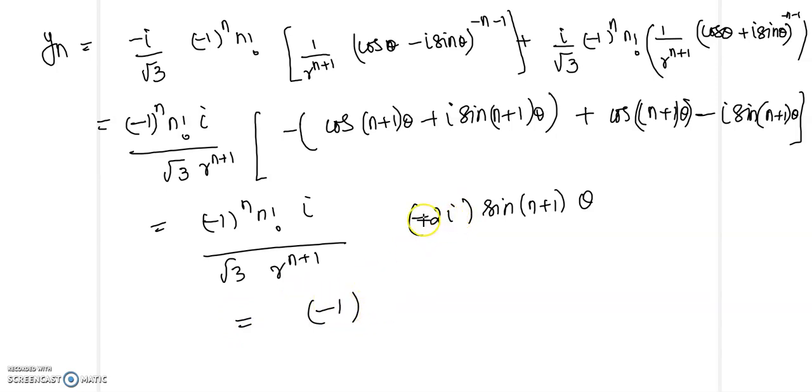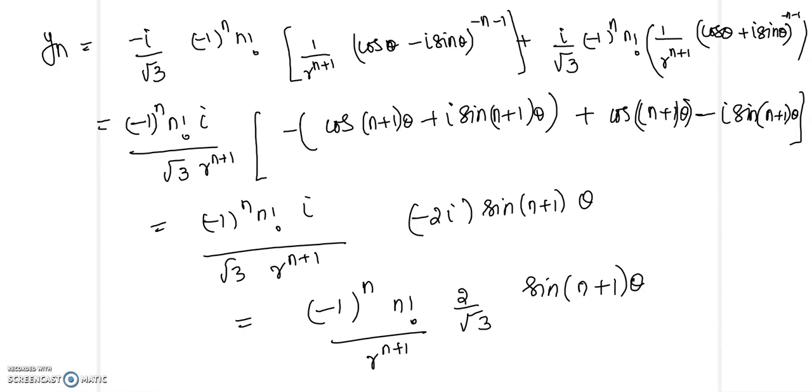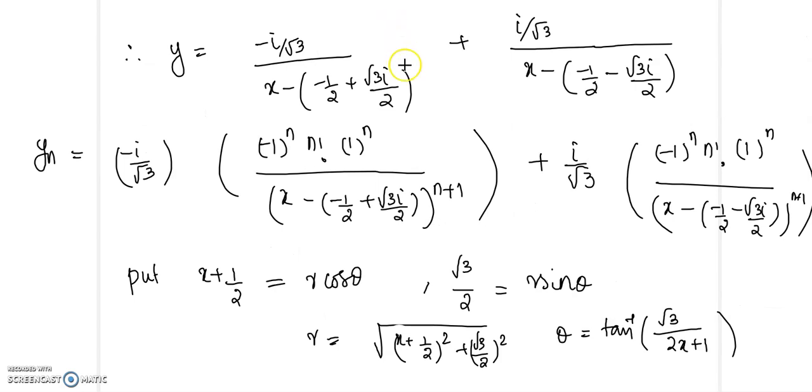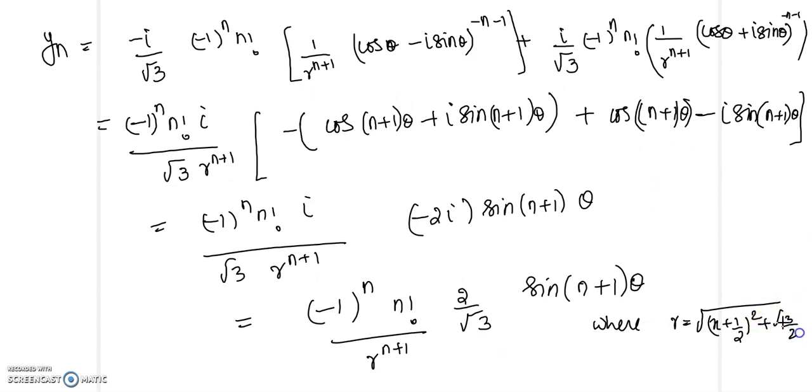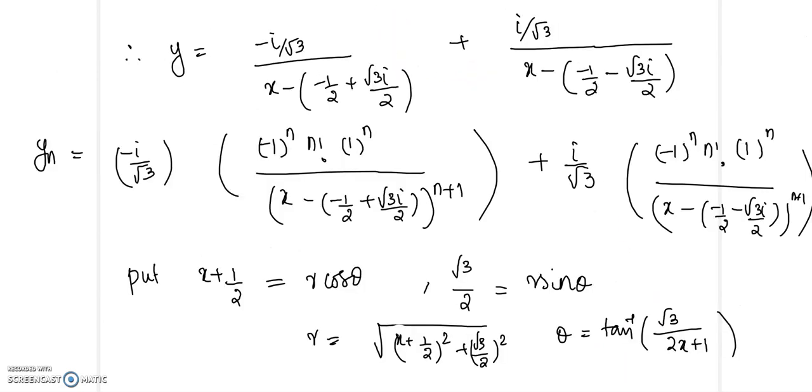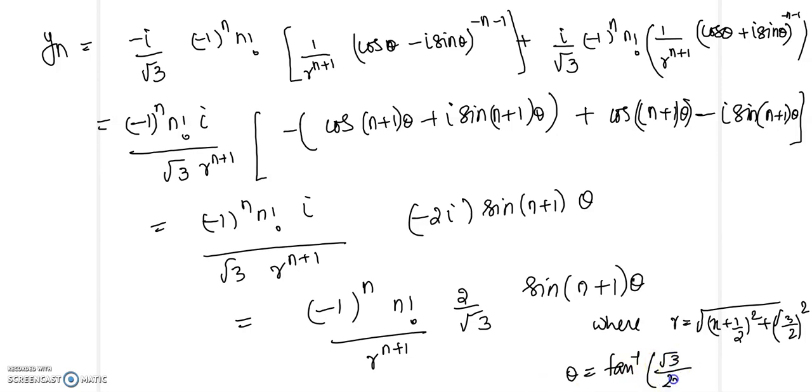The minus and this minus will cancel. So minus 1 raised to n factorial, 2 by root 3 into r raised to n plus 1, sin (n plus 1) theta, will be the required value of yn, where r is equal to root of (x plus 1 by 2) whole square plus (root 3 by 2) whole square, and theta will be equal to tan inverse of root 3 by (2x plus 1). So that is the required value at the end.